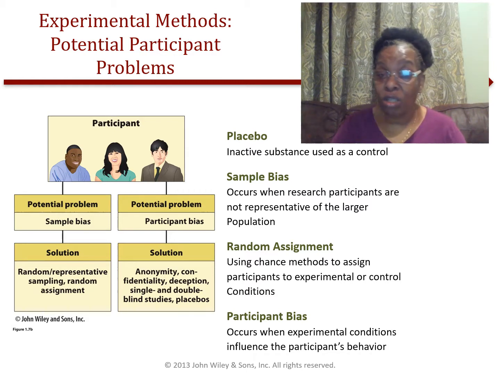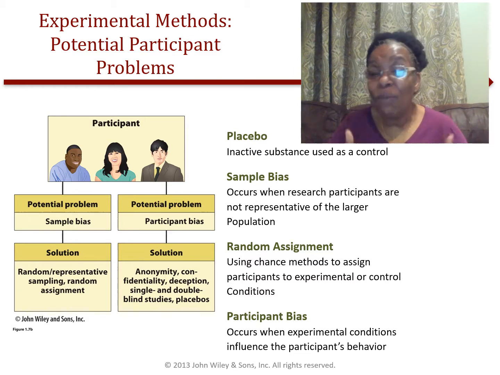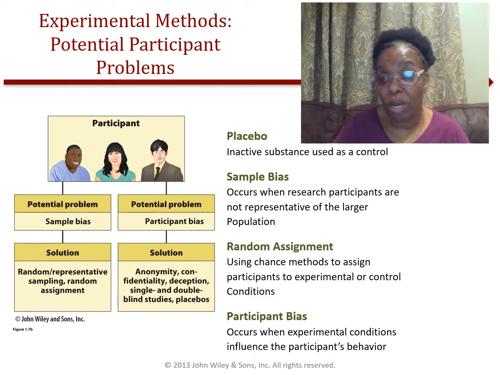Also, again, great things to be able to use are double-blind studies. And in terms of using placebo, they will not know whether or not they have placebo or not. So this is again a way to keep participant bias to a minimum.